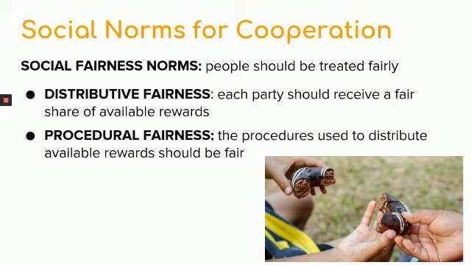So there's the social fairness norms. So social fairness norms would be that you should treat people fairly. So I don't know whether that, yeah, this is more for cooperation, sorry. So distributive means that everybody should have a fair share of the reward. So if you're in a group and you cooperate, everybody should get the same share, regardless of how much you've sort of contributed to it. You don't do that. You just say everybody gets this.